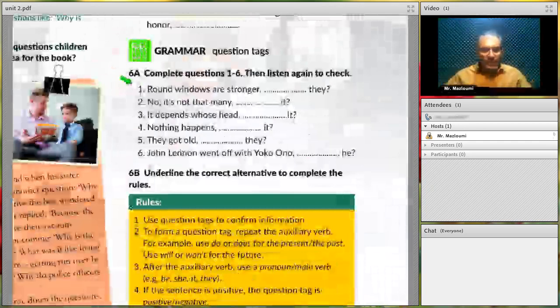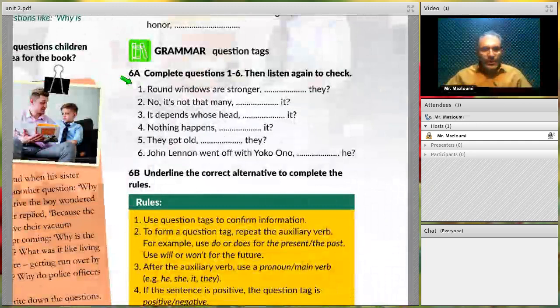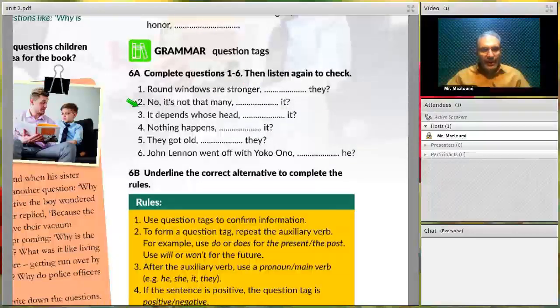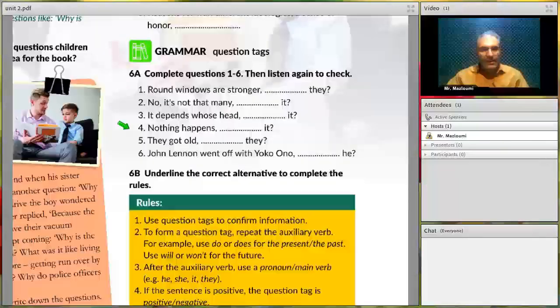So, let's see. Number 1, round windows are stronger. Remember, everyone, the sentence is positive, which means the tag should be negative. So, aren't they? Number 2, no, it's not that many. It is not, which it should be is it here. 3, it depends whose head. Depends, so the tag is doesn't it.